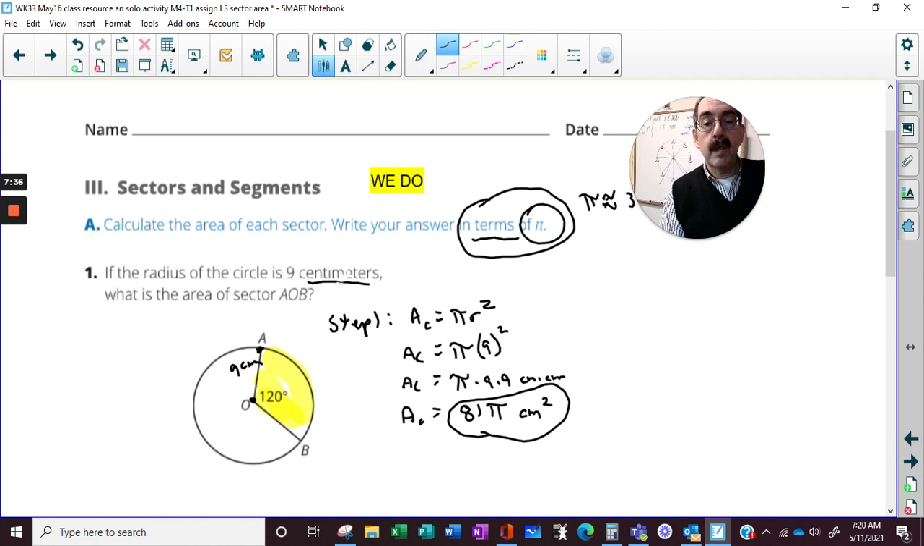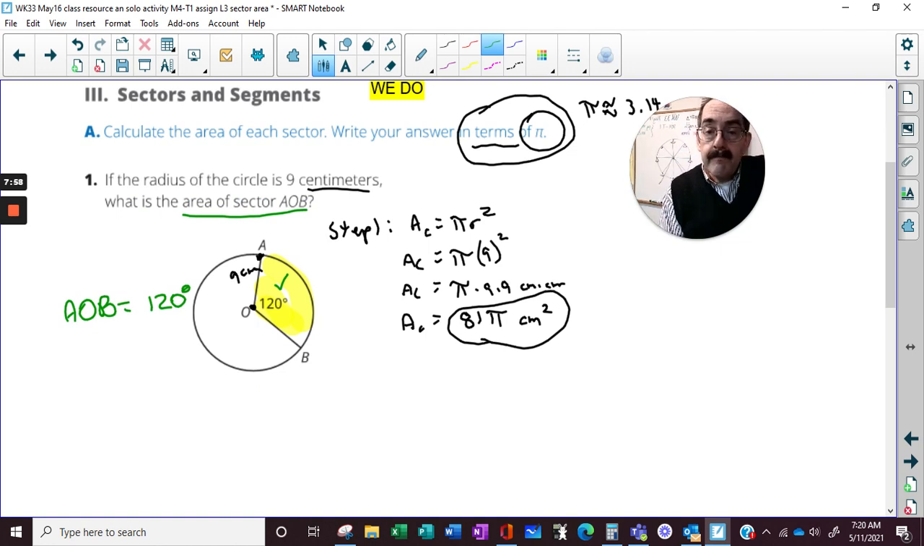Now, the actual question said the area of the sector AOB. AOB is 120 degrees. So now the area of the sector is a piece of the area of the whole circle, and we want a piece of the whole thing.